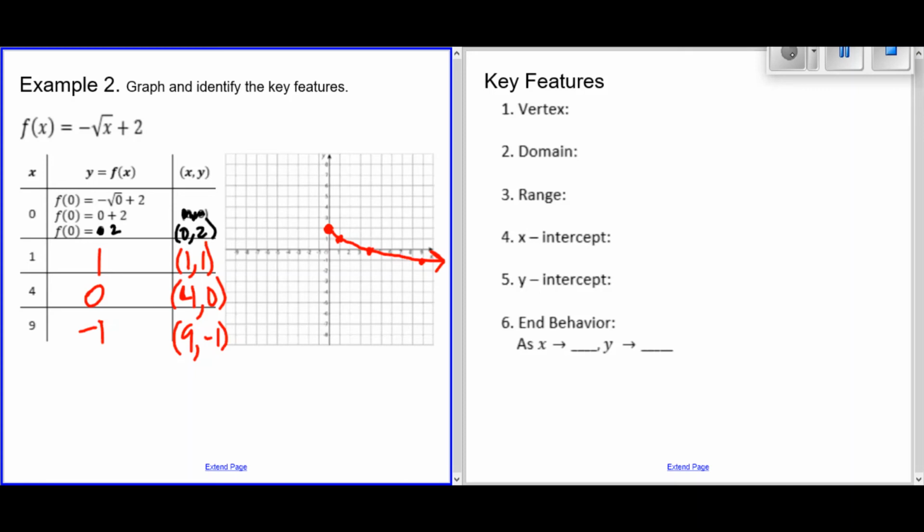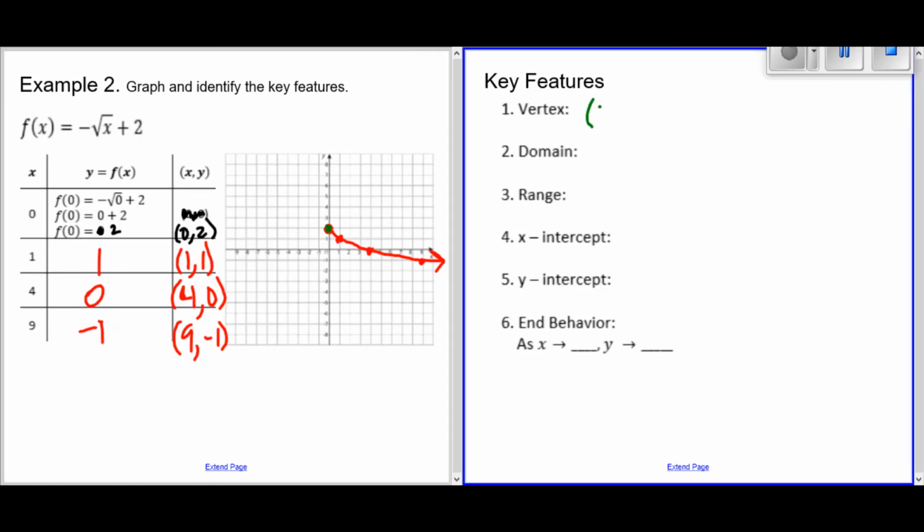So the key features, starting with the vertex. Again, the vertex is your starting point. So my vertex is right here. This vertex has an x value of 0 and a y value of 2. So this is my vertex, 0, 2.